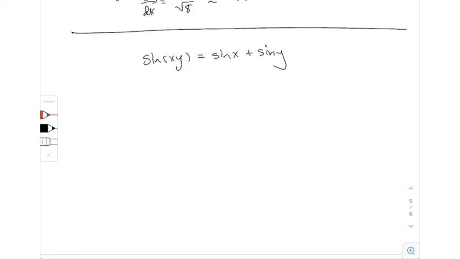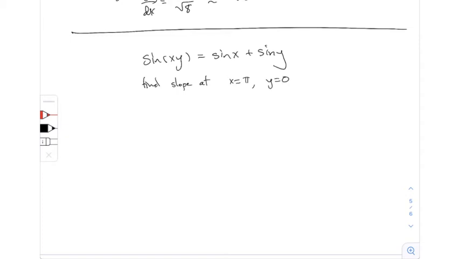Sine of xy equals sine of x plus sine of y. Anyone happen to know what that shape looks like when you graph it? I'm telling you, this is crazy. I want to find the slope. I'll show you the picture in a moment. Find the slope at x equals pi and y equals 0. This is actually a point on this curve.